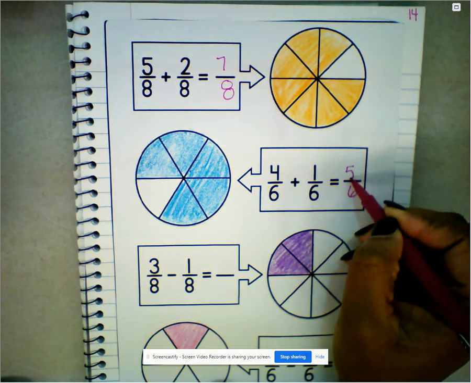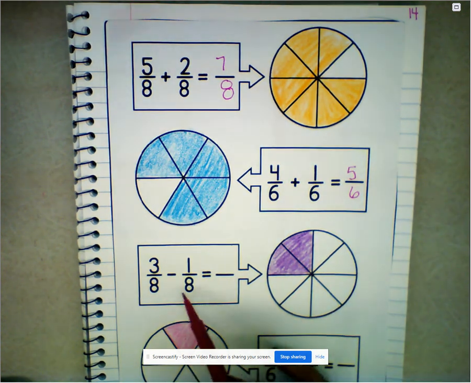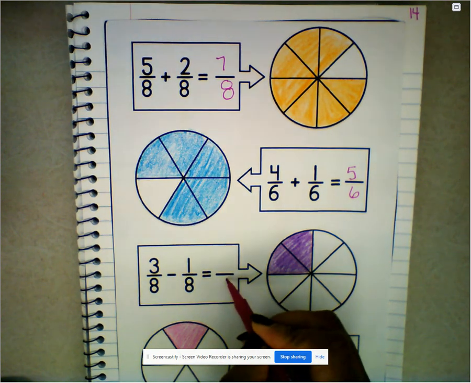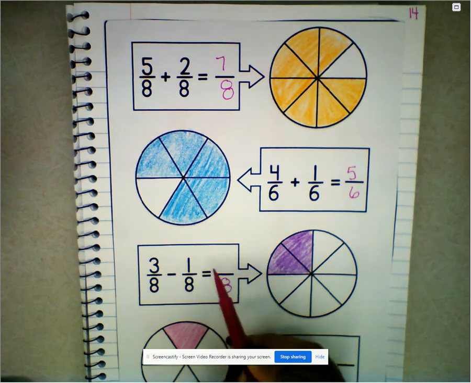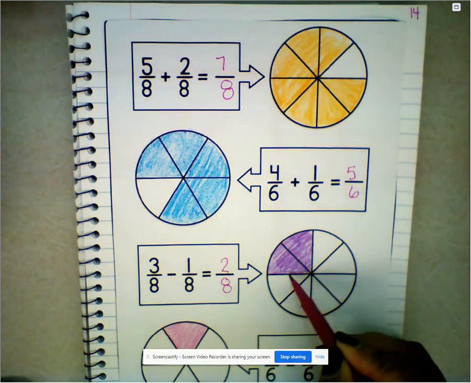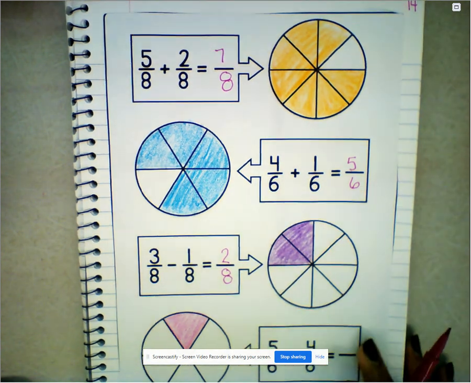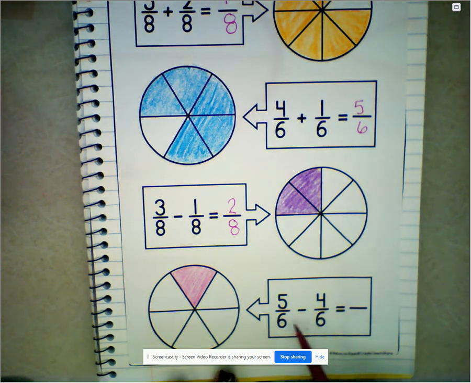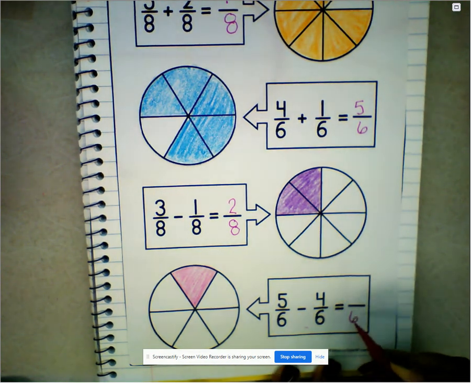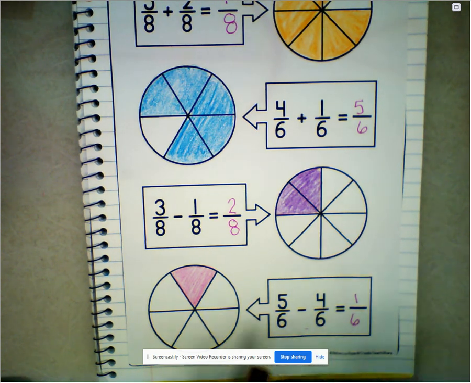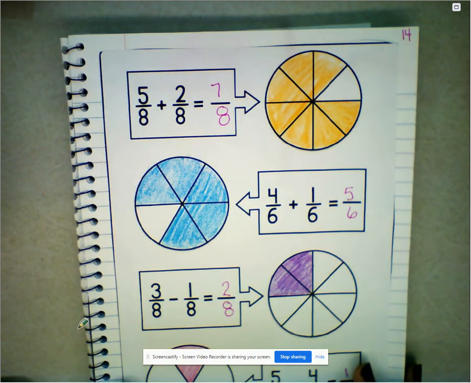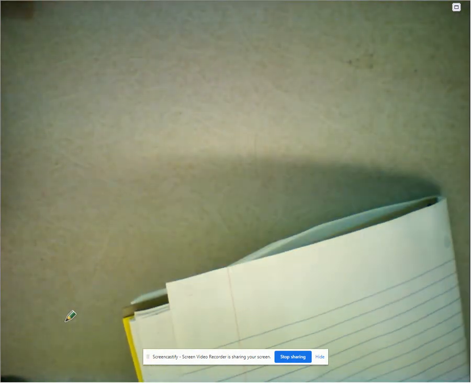So we have 5/6. Here, denominators are 8. We keep the same denominator because they're the same. We subtract 3 minus 1 and we get 2/8. Notice how I'm shading all of these fractions. And then the very last one, the denominator is 6. They're both 6. So I subtract 5 minus 4 and I get 1. So that's page 14.